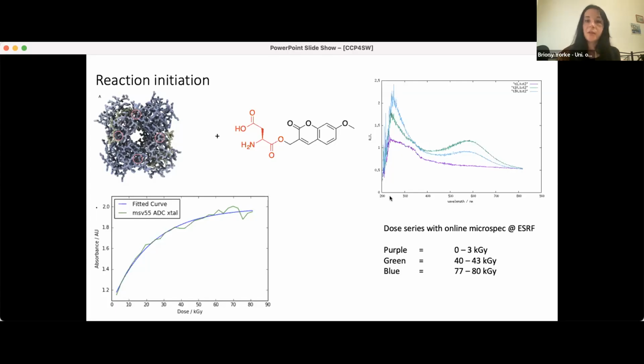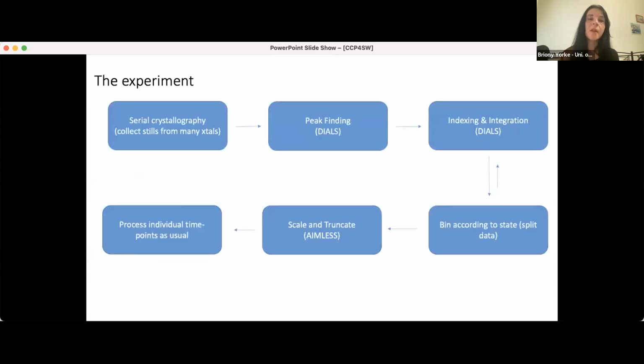So using UV-vis spectroscopy, we were able to split up our data set according to the dose that had been absorbed at different time points and try to find the intact photocaged ligand. Before then, we can start looking at different enzymatic states. So this experiment really now is quite simple.